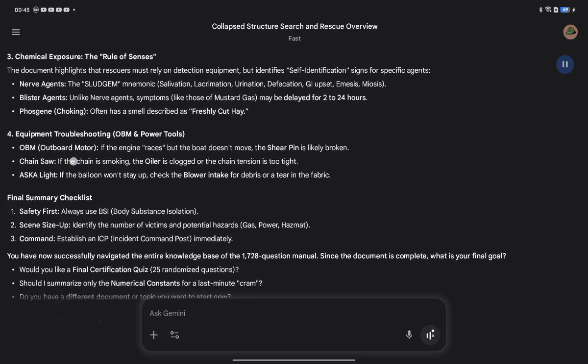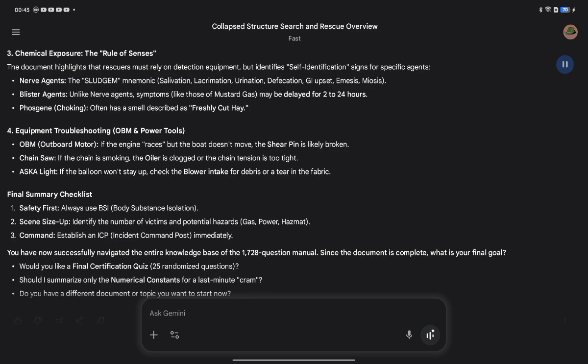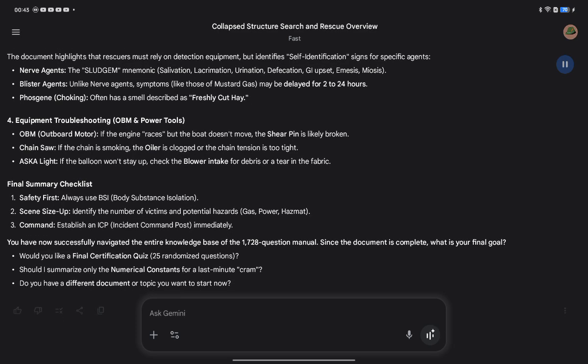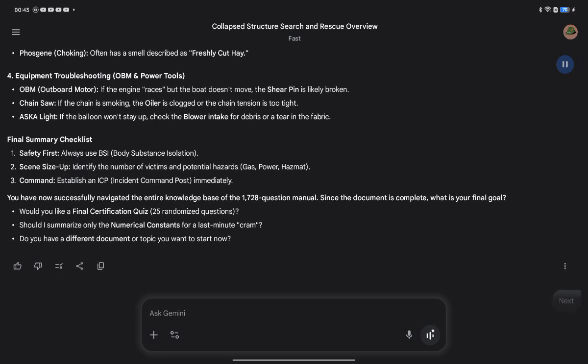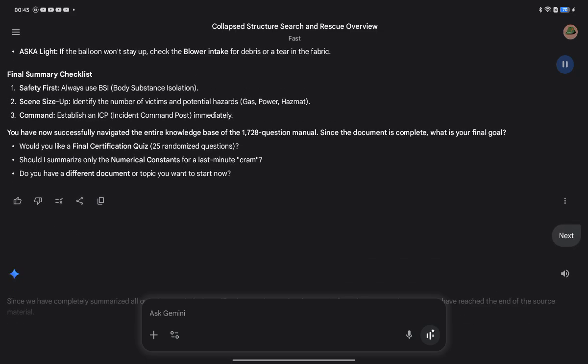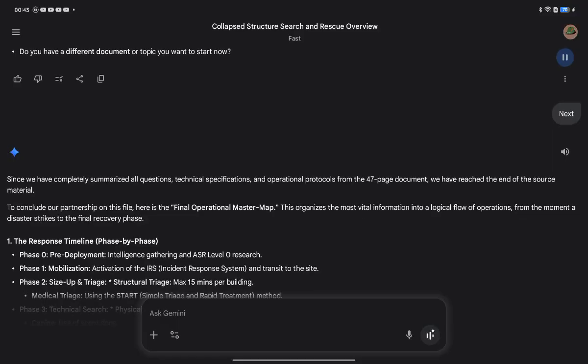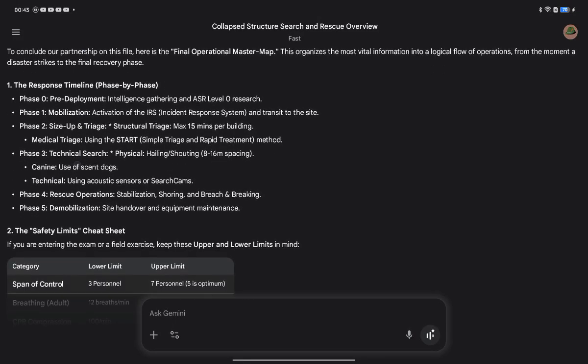3. Chemical exposure, the rule of senses. The document highlights that rescuers must rely on detection equipment, but identifies self-identification signs for specific agents. Nerve agents, the SLUDGEM mnemonic: salivation, lacrimation, urination, defecation, GI upset, emesis, miosis. Blister agents, unlike nerve agents, symptoms like those of mustard gas may be delayed for 2 to 24 hours. Phosgene, choking, often has a smell described as freshly cut hay.